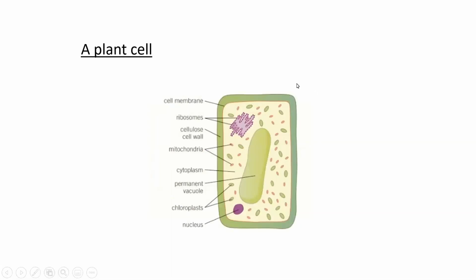Yeah, we're going to compare these at the end and look at a few other things. We have cell membrane, that's in common. Ribosomes, that's in common. Cellulose, okay, we don't have that, so a cell wall made of cellulose means we don't have that in our animal cells. Mitochondria, that's the same. Cytoplasm, that's the same. Permanent vacuole, so we don't have this in our cells. Chloroplasts, we don't have those, and we have a nucleus. Okay, so we have those things. We're going to see the definitions, what they do, in a moment.